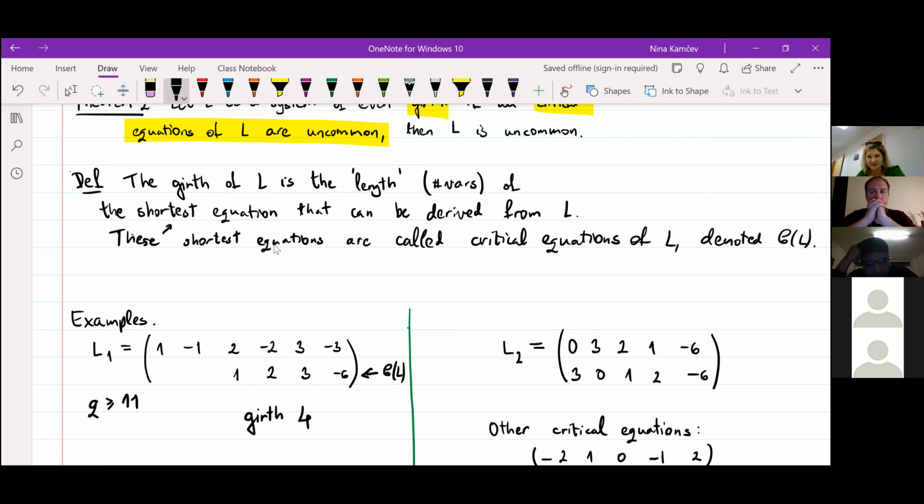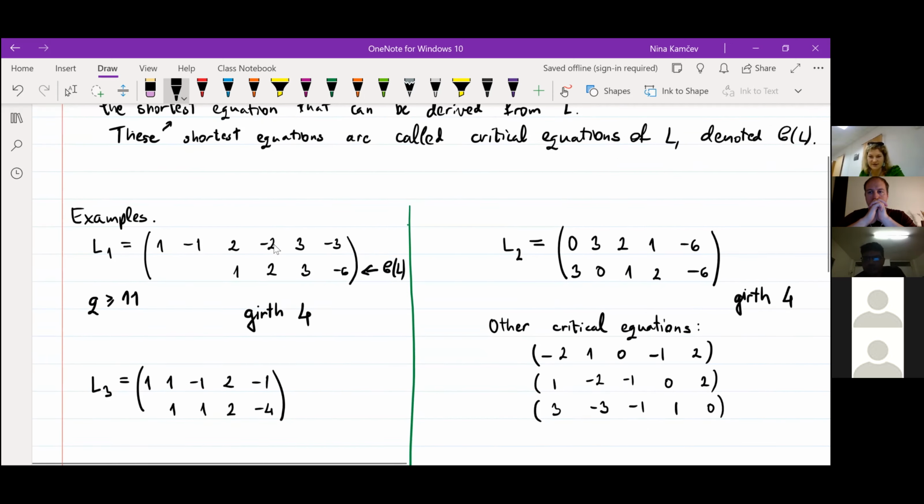Here's our second example. So this is, again, a system on 5 variables, 2 equations. And in this case, I'm actually claiming that this system also has girth 4. In other words, I'm claiming that these are the shortest equations you can possibly obtain from L2.